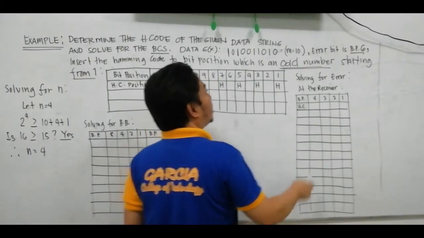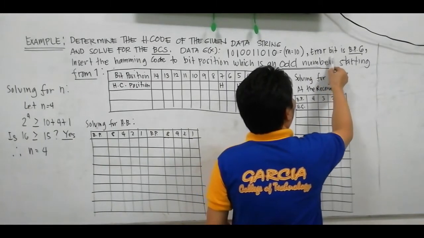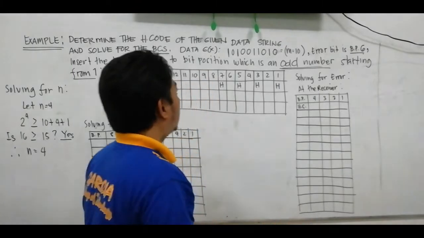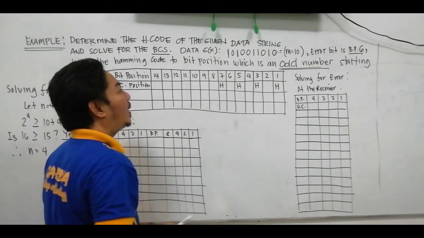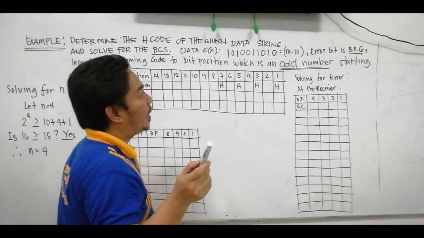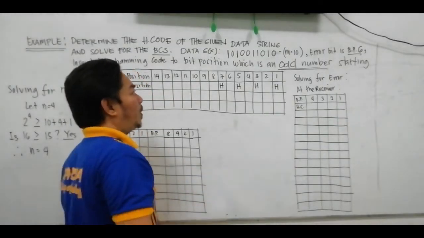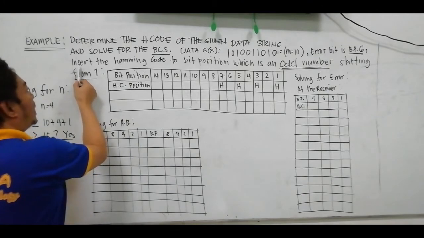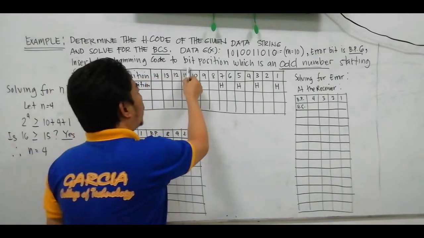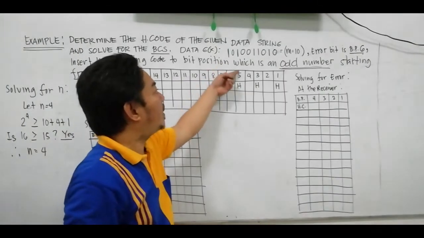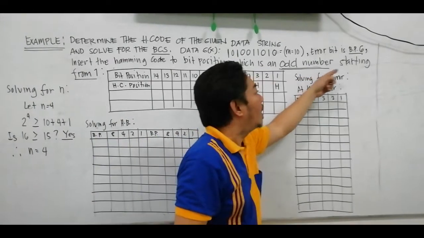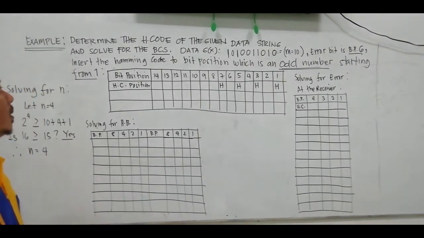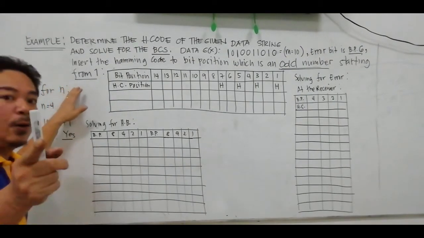And the next, the error bit is bit position 6. So the question stated that the bit position with an error bit is bit position number 6. Then, insert the Hamming code to bit positions which are odd numbers starting from 1. So, let's solve for the value of n.